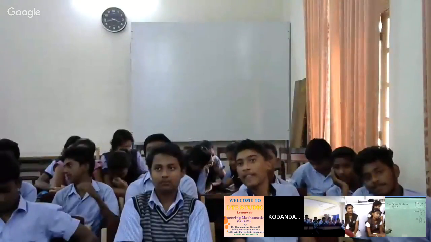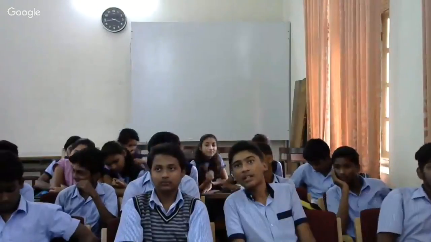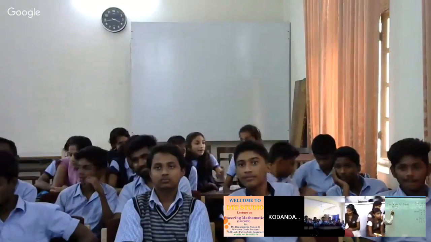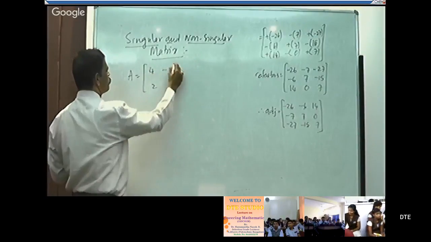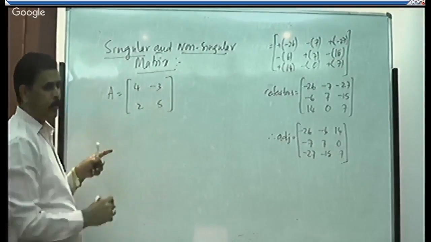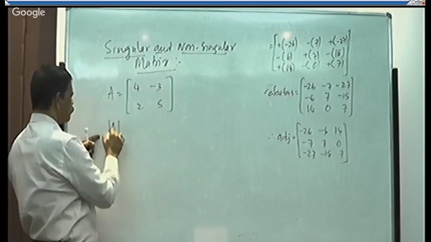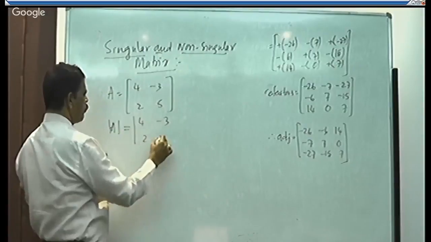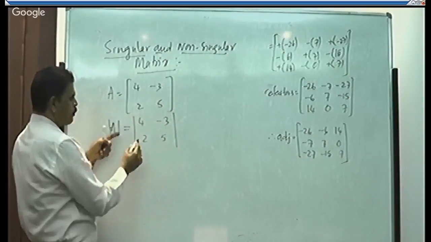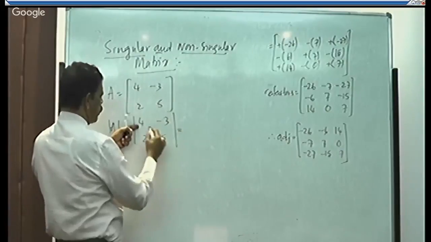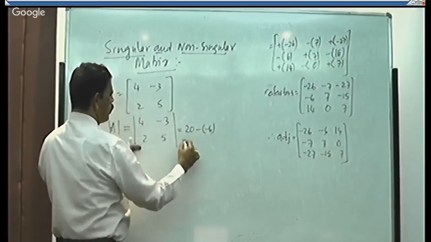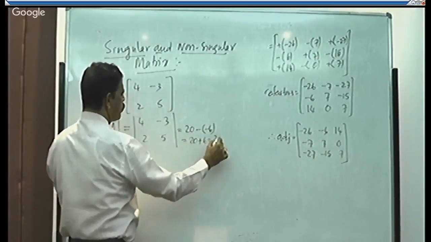You take any square matrix, it will have its own unique value. So that value is said to be what? The determinant, right? If I take a square matrix A, 4, minus 3, 2, 5, get the determinant of this matrix. Expand it. 4 into 5, 20, minus 2 into minus 3, it is minus 6. 20 plus 6 is equal to 26.